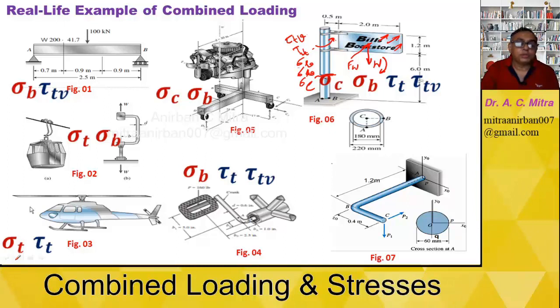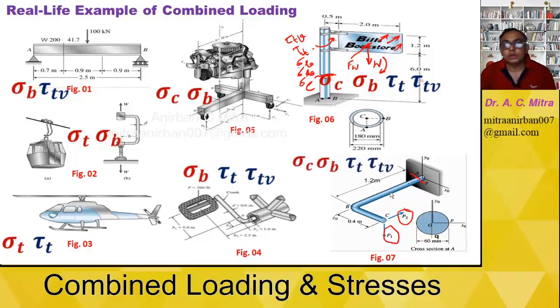We go to figure number 7 now. In figure number 7, there are two forces applied, one is P1, another one is P2. So here, in this section, a compressive load is applied, bending load is applied, some torsional shear stress is applied on this, as well as the transverse shear stresses. So you just check the final answer of this: compressive, bending, torsion and the transverse type of shear stress.